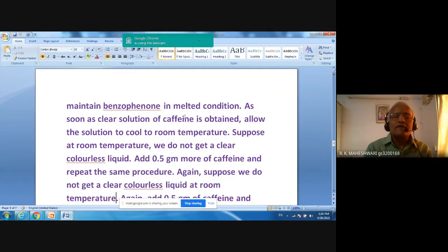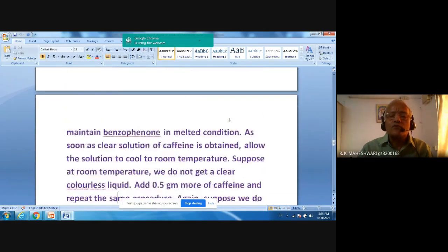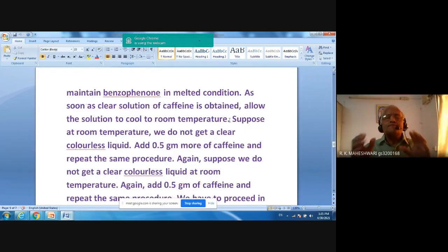As soon as a clear solution of caffeine is obtained, suppose we are getting a clear solution, you have seen that 1 gram of caffeine can be dissolved by 10 gram of benzophenone. Yes, 10 gram we have taken. But we have to check whether, by lowering the temperature to room temperature, it solidifies or not. Suppose it gets solidified, this cannot give you the eutectic liquid.